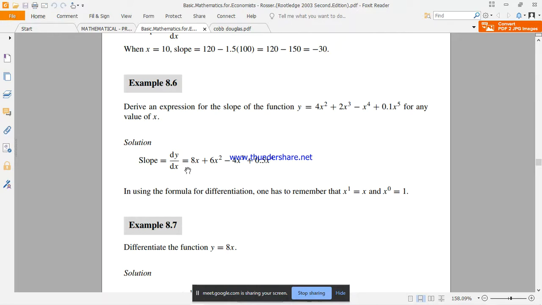Off you go. So I know that if I differentiate this, I'll get 8x plus 6x squared, less 4x to the power 3. Then 0.5 times 0.1 is just 0.5, then x raised to the power 4. So if the question was to find the value of this particular function when x is 100, after differentiating, wherever there is x, I'll just plug in 100 and solve. So let's apply that to here.